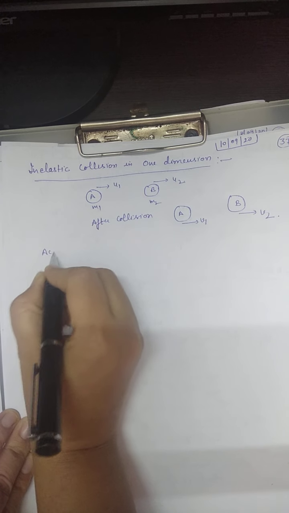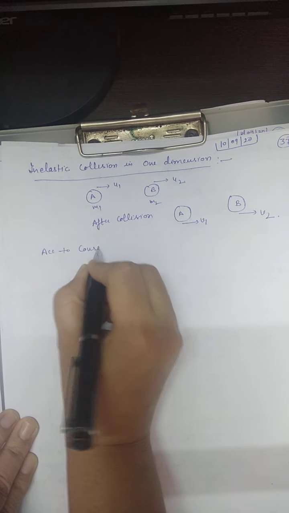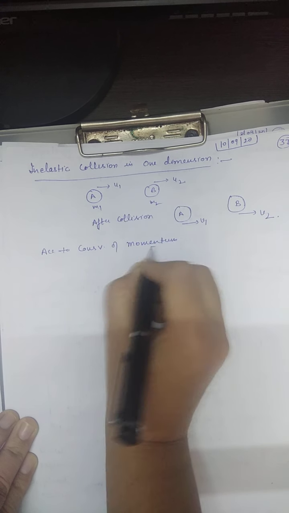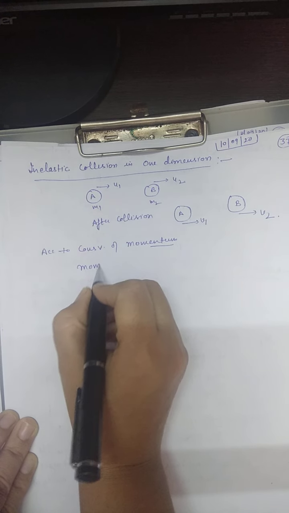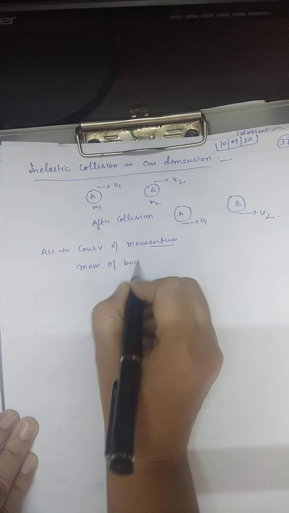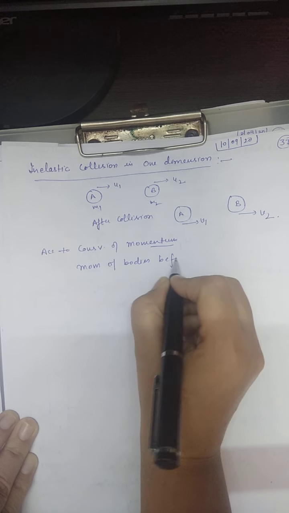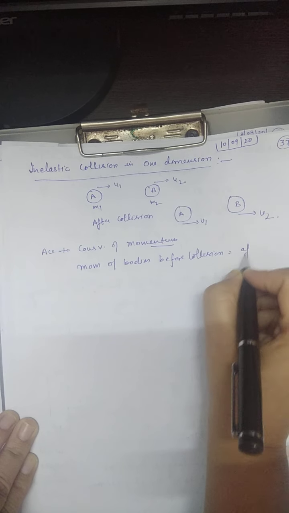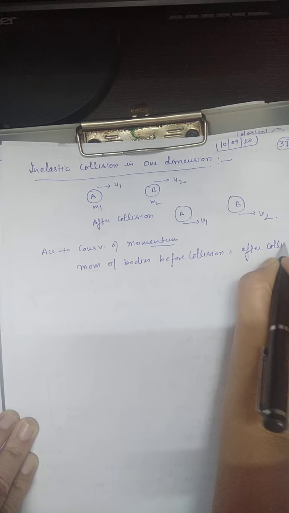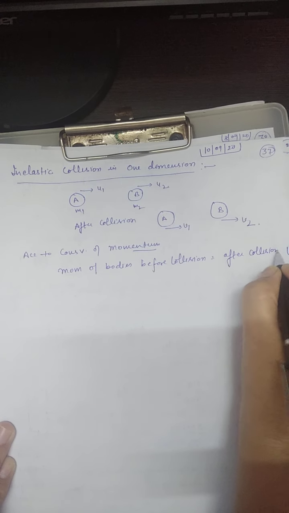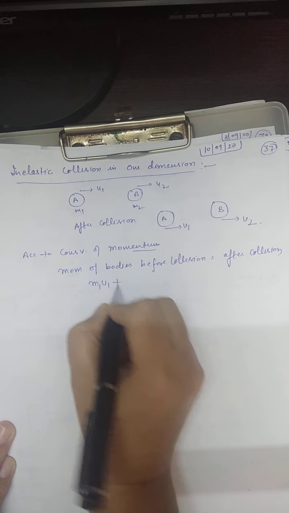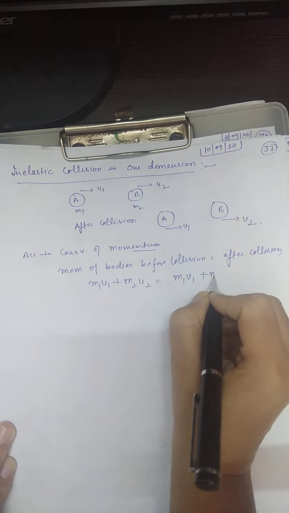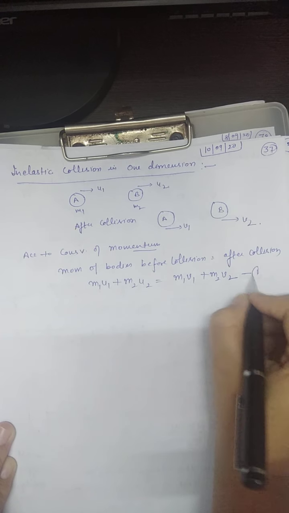So here, according to conservation of momentum, the momentum of bodies before collision is equal to that after collision. What is this? This is m1 into u1 plus m2 into u2 is equal to m1 into v1 plus m2 into v2. Right? This is equation number 1.